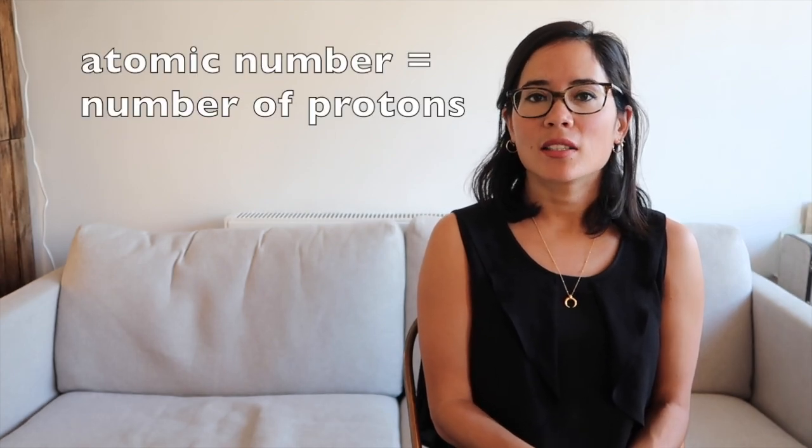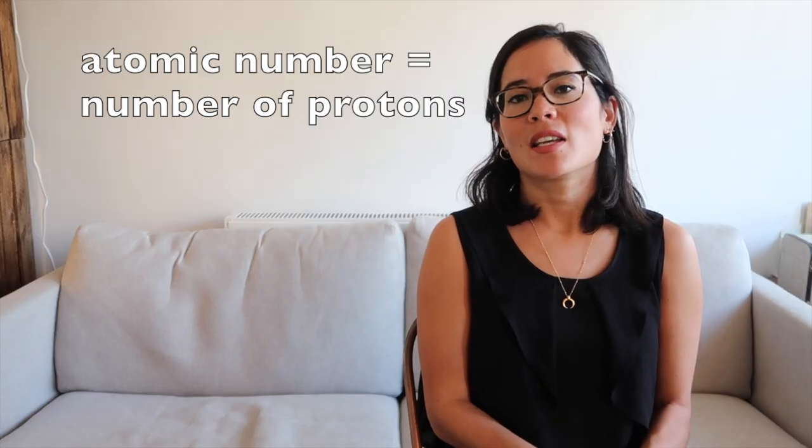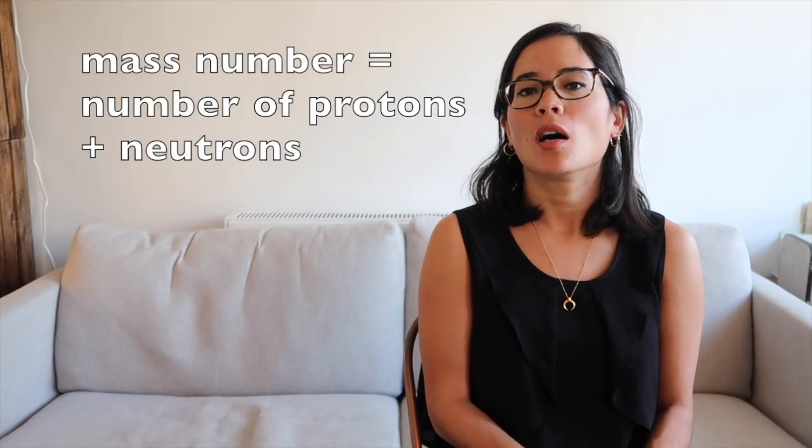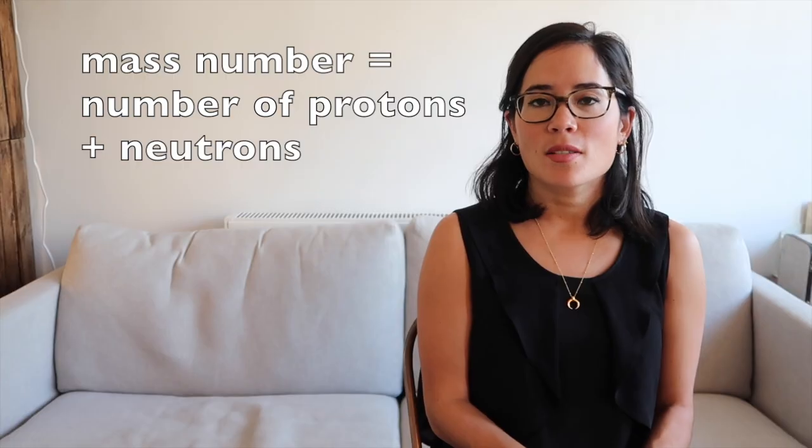Now looking at the periodic table, just remember that the atomic number is the number of protons and the mass number is the number of protons plus the number of neutrons. And this will become really important when we now come to look at isotopes.